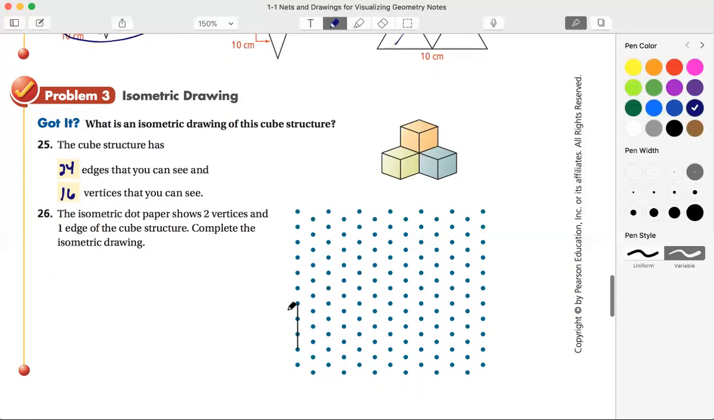So here, this side's already drawn, represents this side here. Notice we now need to draw going this way. So we have 1, 2, 3, 4 dots. We're going to go 1, 2, 3, 4 dots this way. That's the top side. Okay, bottom side, we need 4 dots. 1, 2, 3, 4. Top face, we need 4 dots. 1, 2, 3, 4. And then the bottom side.